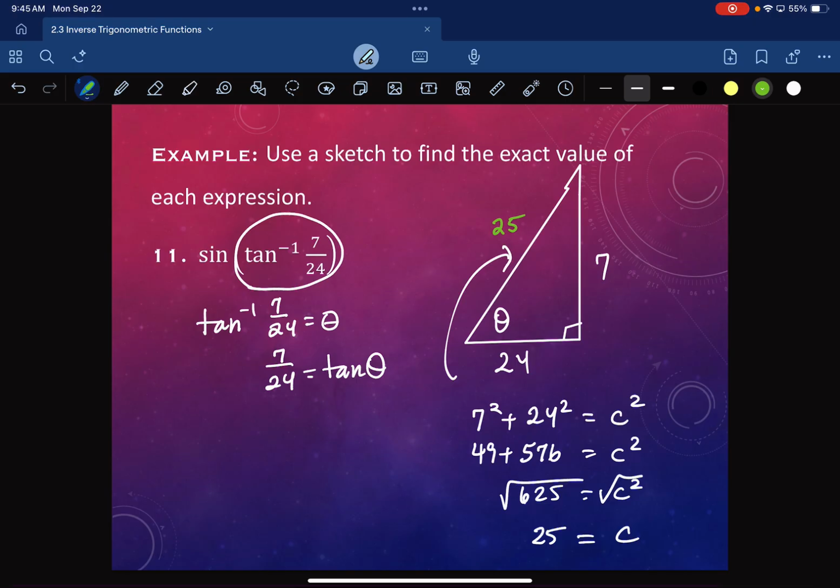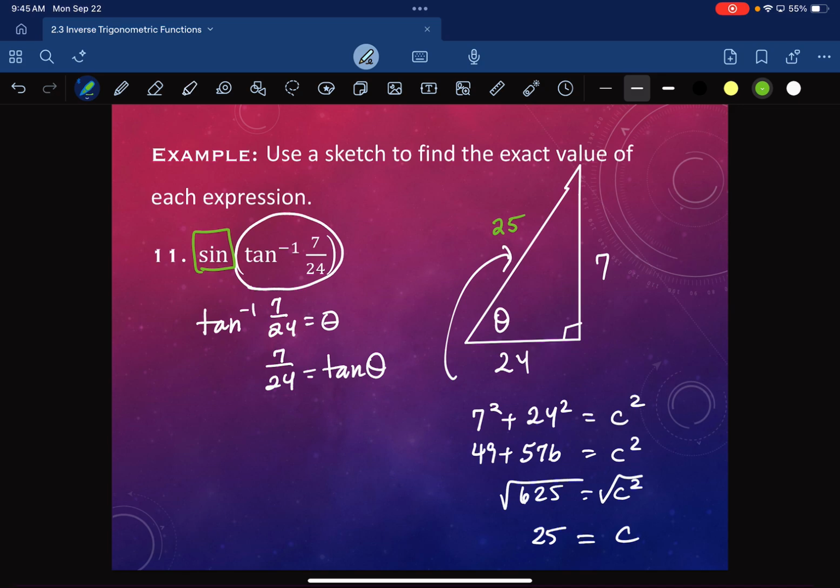Okay. The work is done. Now you get the last part for free. You ready for it? Okay, you did the work, you found the triangle, you did the Pythagorean theorem, found the third side, all the good stuff. Now you come back over here to sine, and you look at the triangle and you say, in this triangle, what's the sine value? 7 over 25.